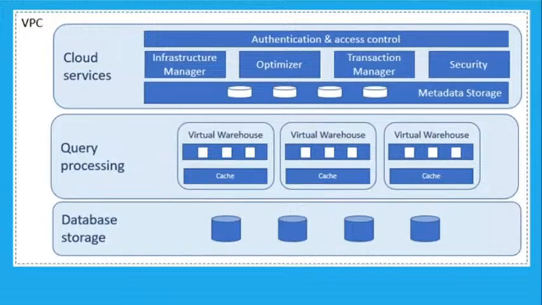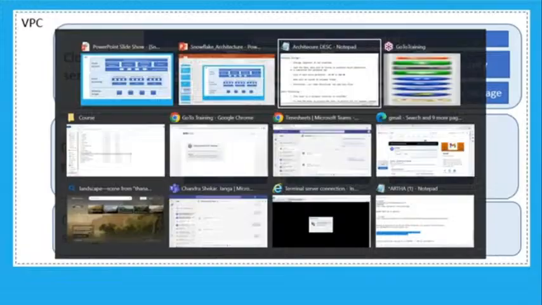So we have a cloud services layer, then a query processing layer, and then a database storage layer. I am repeating once again because this Snowflake architecture is very important. You will surely get one or two questions from the Snowflake architecture in every interview, wherever you go, in all the companies. Now we will discuss them one by one.